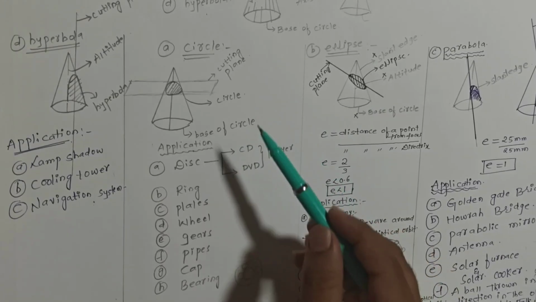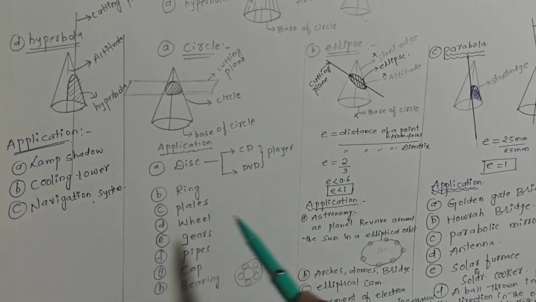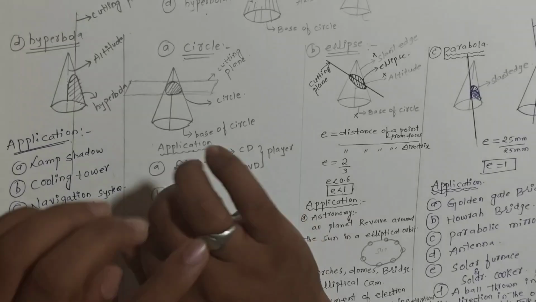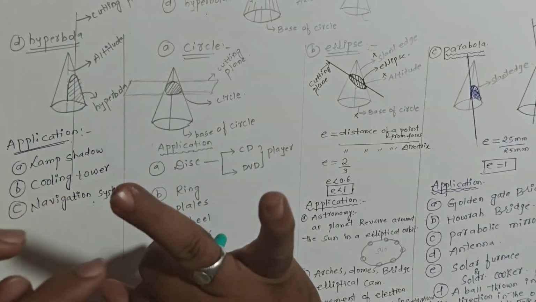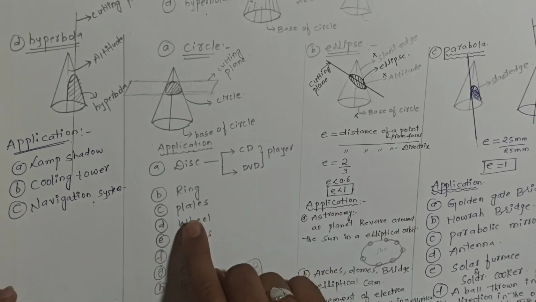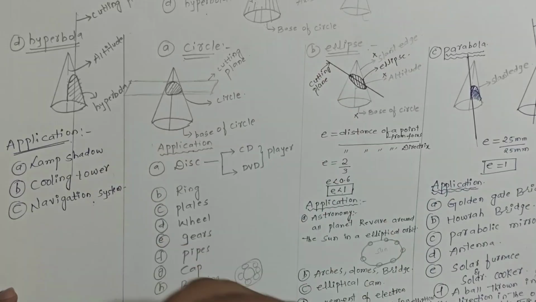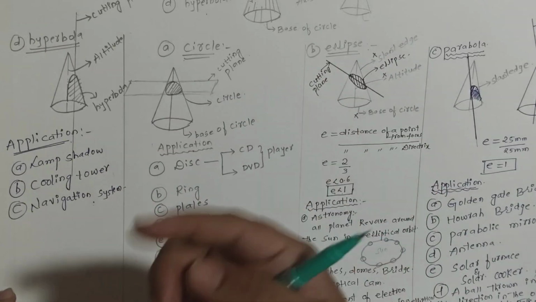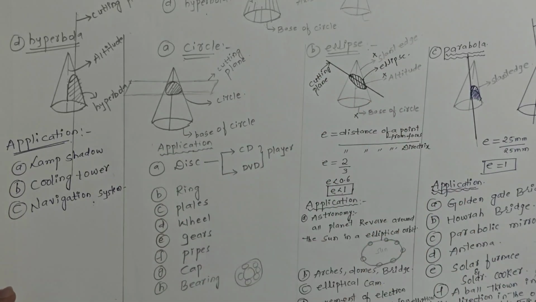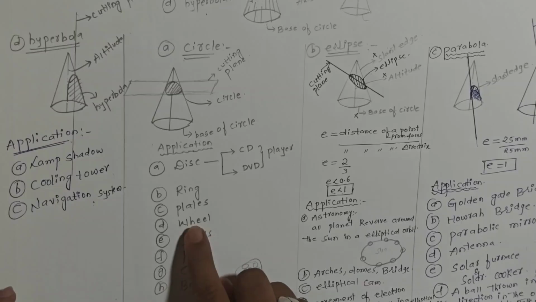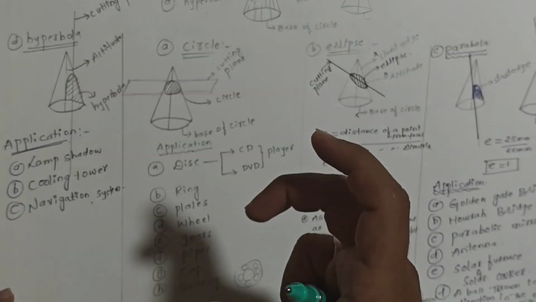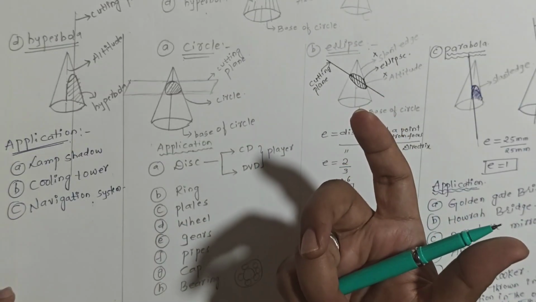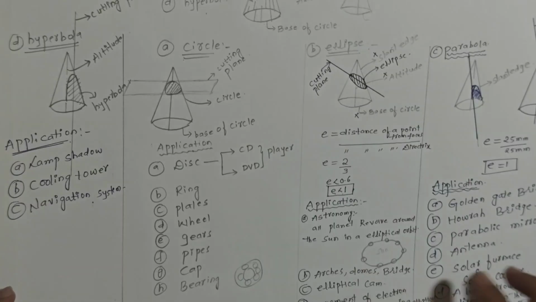The CD or DVD player, the shape is how it is there? It should be looking like a circle. Rings, the shape looks like a circle. And the plates we eat food on, the shape is a circle, is it right? The wheels, two-wheeler wheels, four-wheeler wheels, should look like circles.